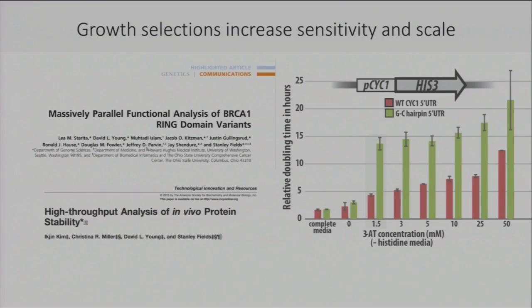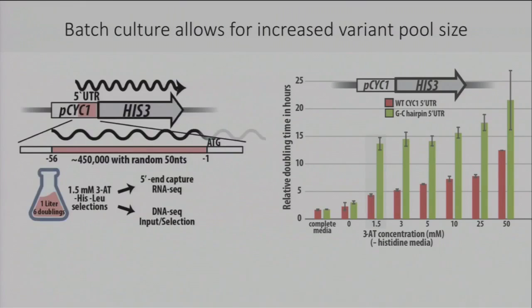From there, we're introducing random 50 nucleotide sections right upstream of His3, replacing the endogenous Psych1 UTR with about 500,000 completely random 50 nucleotide sequences. In batch culture, we're growing these under the selection conditions, and we're doing high throughput sequencing of this large library, as well as 5' end capture to see if there are differences in the transcriptional start site, which I won't have time to talk about today.